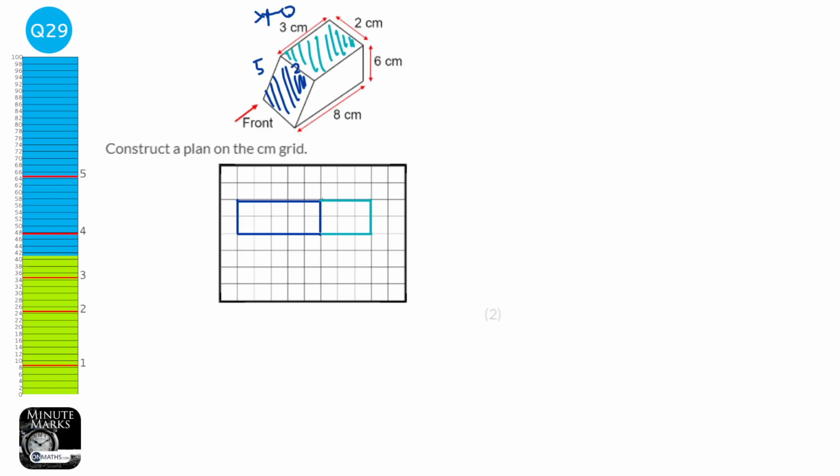Now whenever you have a join or a change in elevation, you need to show that with a line across. And so this will be our completed answer.